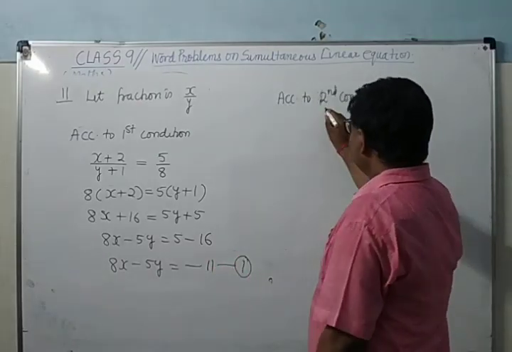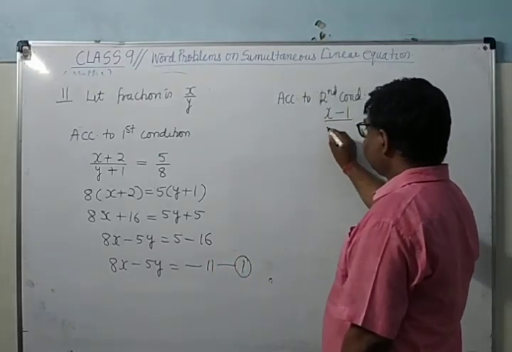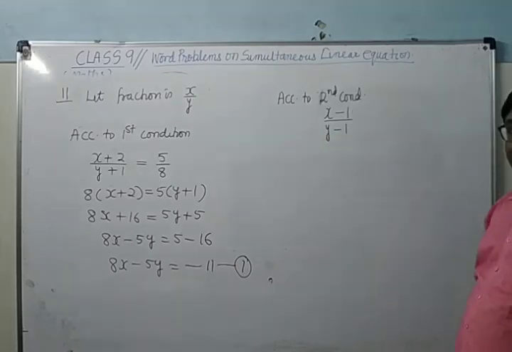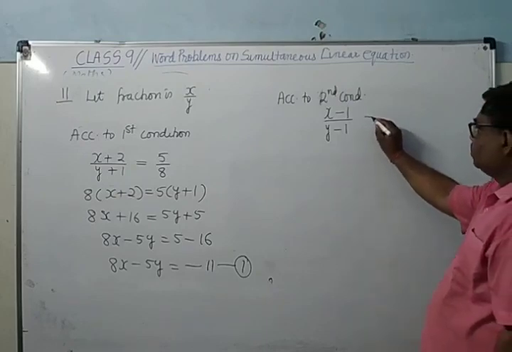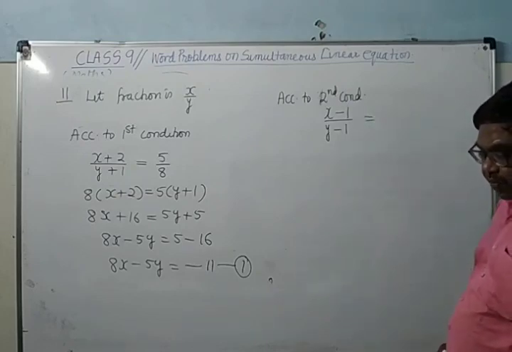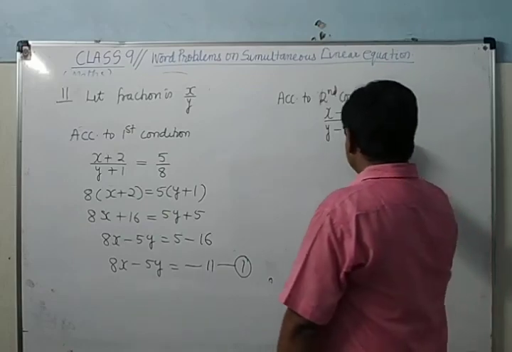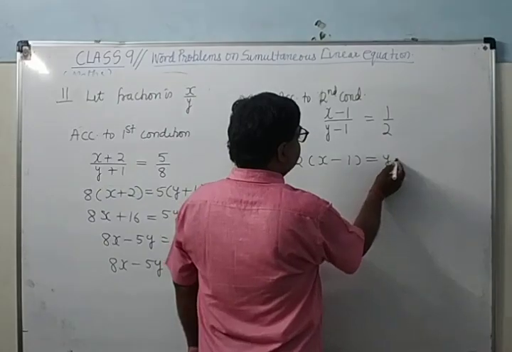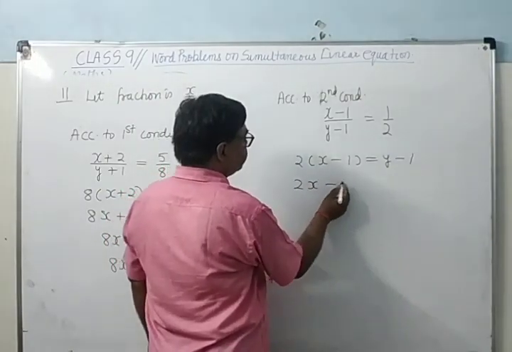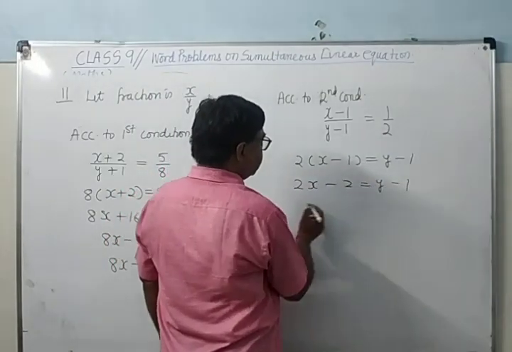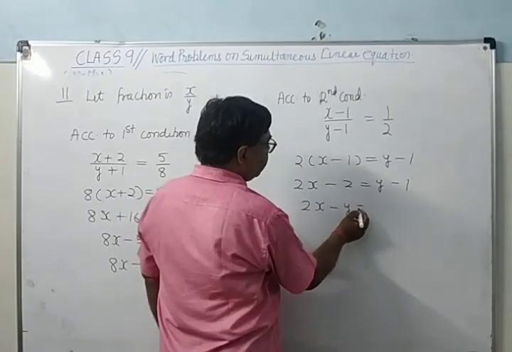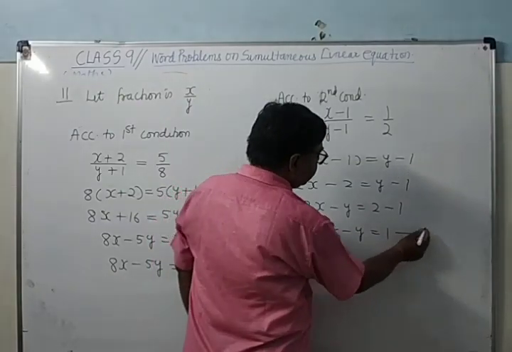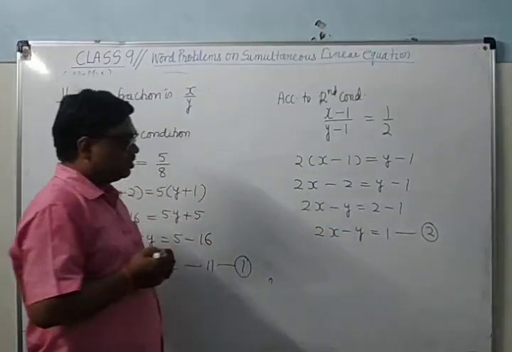Here numerator diminished means subtracted, y minus 1. Numerator is decreased by 1, denominator is also decreased by 1. Then it becomes 1 upon 2. So here it will be equal to 2 equals to y minus 1. So 2x minus 2 equals to y minus 1. So 2x minus y equals to 2 minus 1. So 2x minus y equals to 1. This is the second condition.